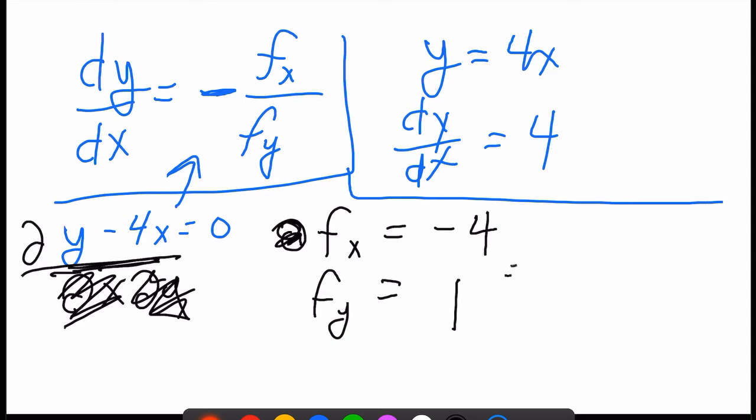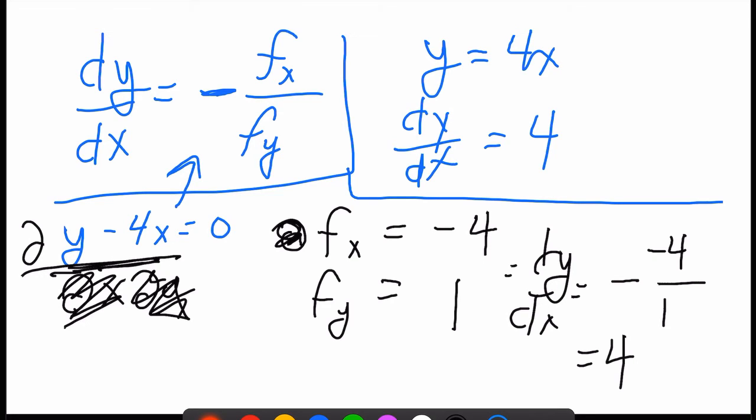What do I get when I do that? Well, now I stick that into this equation. So I get dy dx equals minus minus 4 over 1, which is 4. And yes, it took me 3 times as long to do it that way. But this is a simple example.